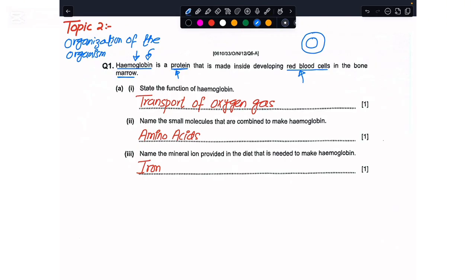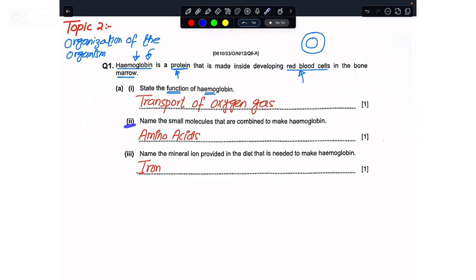So he has given you three parts. For the first part, part A, he asks you to state the function of hemoglobin. The protein hemoglobin within the red blood cells would transport oxygen gas. You can also write an alternative point: the role of hemoglobin is not only transport, but it would also bind with oxygen gas within the alveoli of our lungs.